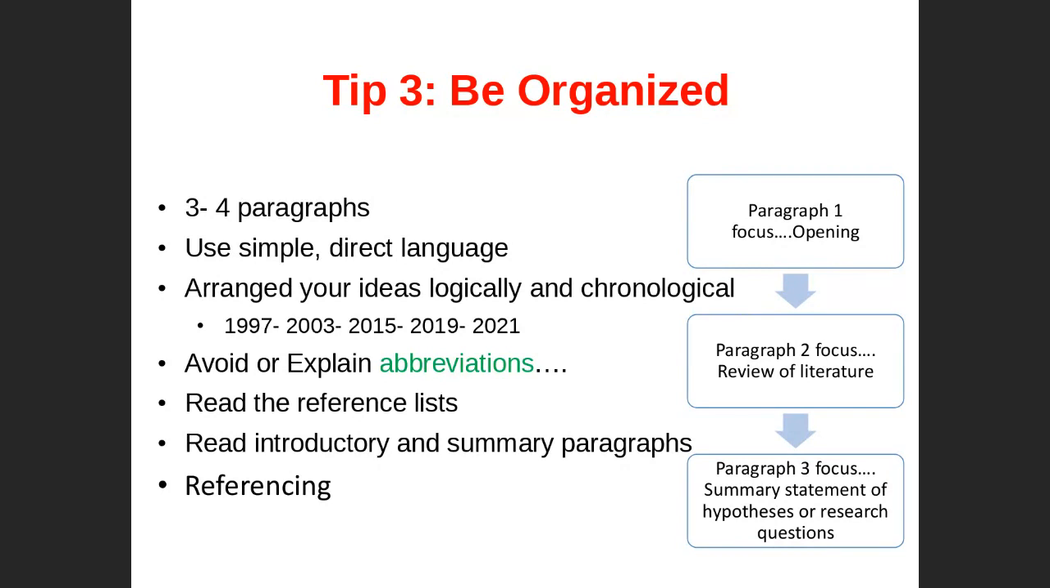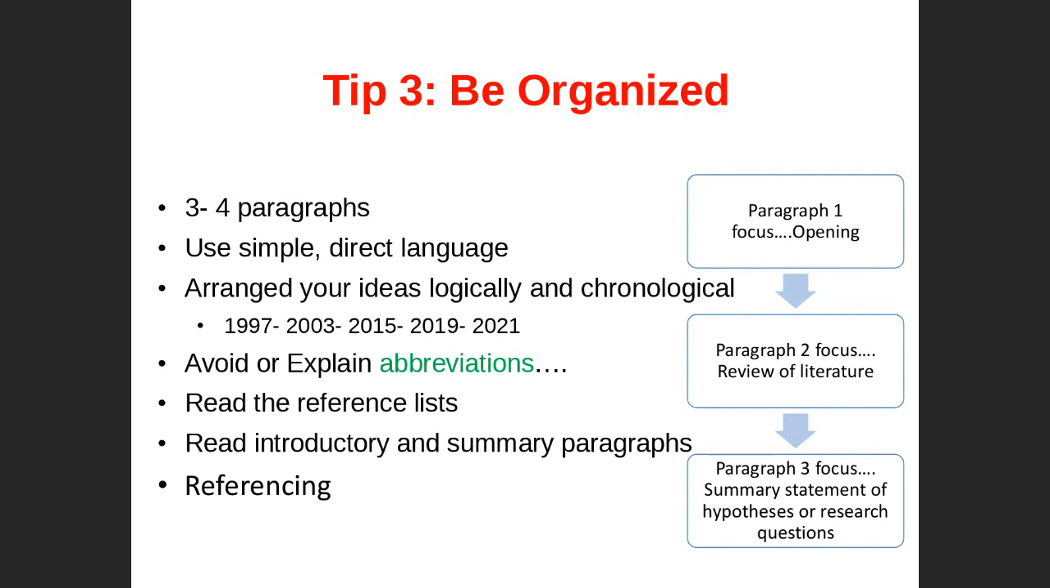You have to arrange your ideas logically and chronologically. Use common sense when you are illustrating your literature review. It has to be in chronological order. So you have to start with 1997, let's say, if you have one article or reference from there, then follow by 2003, 2015, 2019, and 2021. Don't start with the recent one and then go back. It's better to start chronologically, mentioning what has been done, what is known, until you reach the point that there are still gaps in the knowledge.